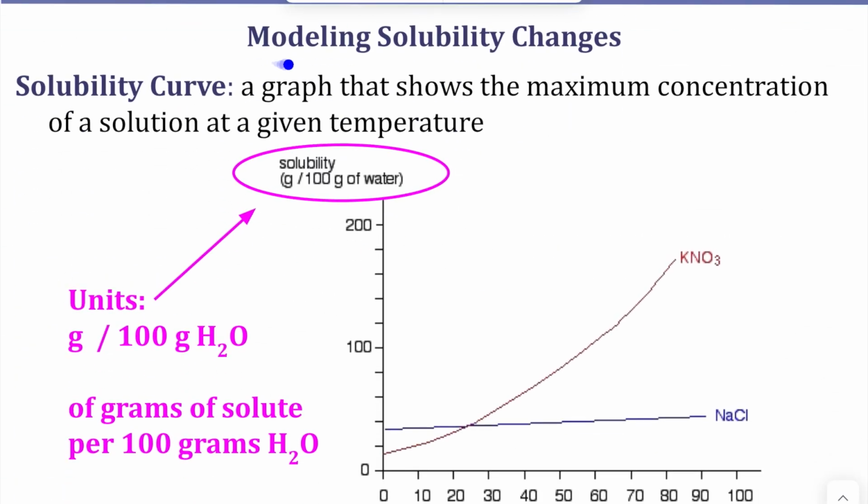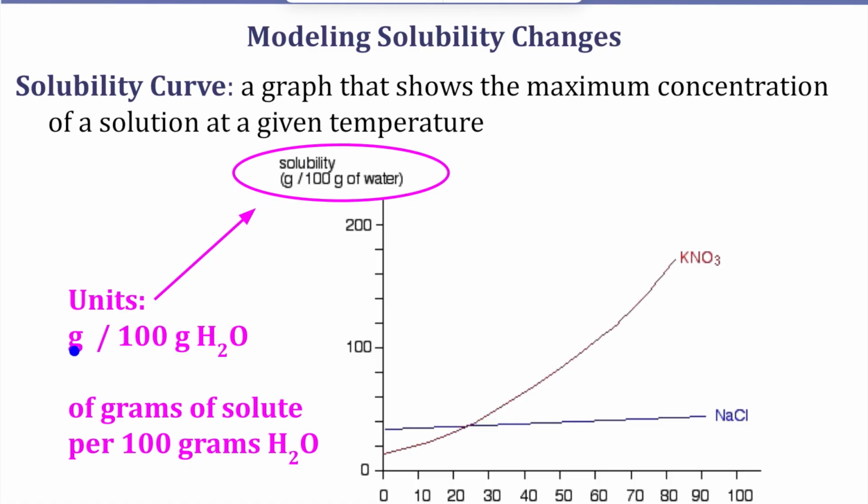As we are looking at modeling solubility, we use solubility curves. Solubility curves are graphs that show the maximum concentration of a solution at a given temperature. On those graphs, we are going to have solubility on the vertical axis. We are going to have temperature on the horizontal axis. In science, we use degrees Celsius. And sometimes you'll have solubility of just one chemical, but often we can see solubility of multiple chemicals on this graph.